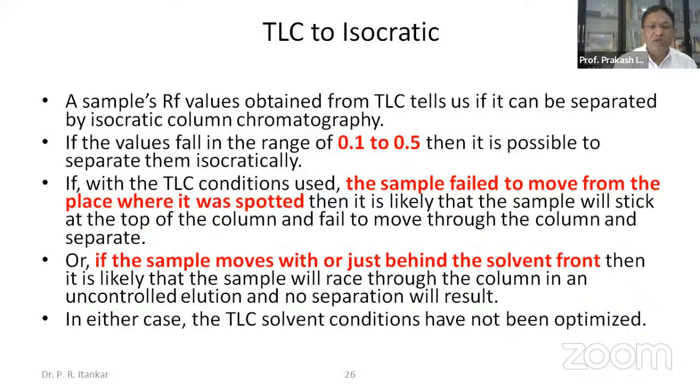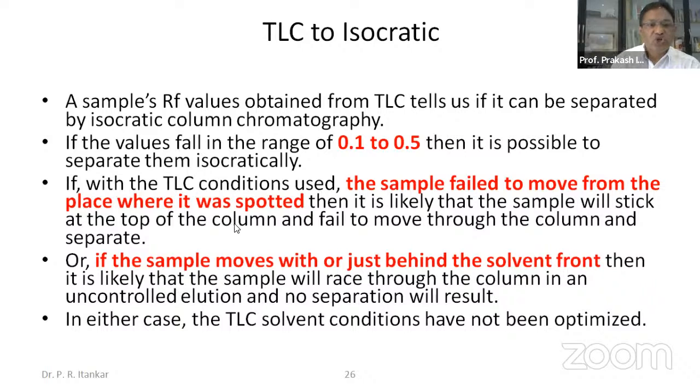The one amongst the requirements is that your compound should fall in the range of 0.1 to 0.5 of Rf. So the Rf value should be in between this. Now how will this information come up? It will definitely come from the TLC. So this becomes a basis. If your isolated constituent shows the Rf range between 0.1 to 0.5, then it is possible to separate them isocratically, and then also very easy to isolate them on the flash chromatography.